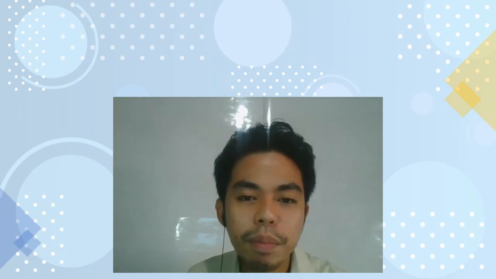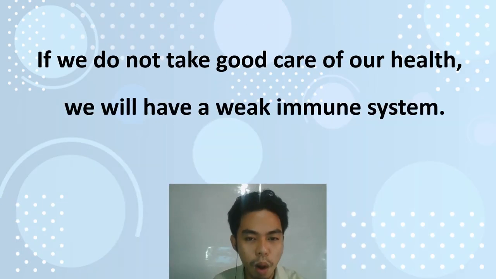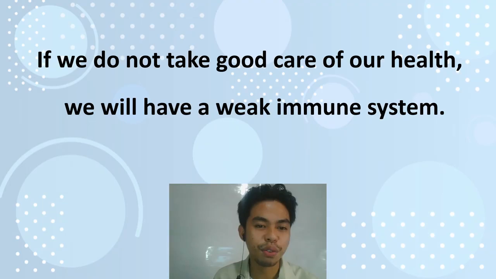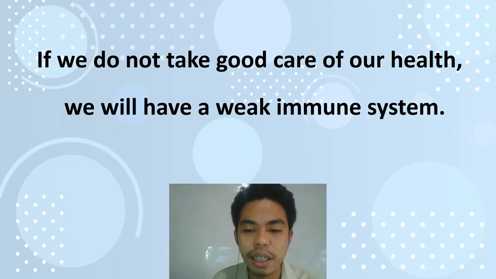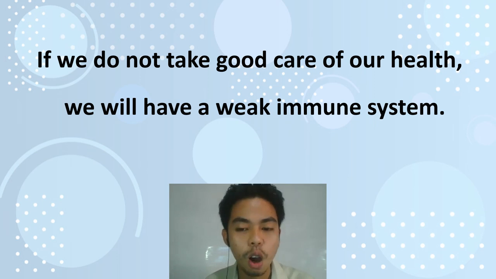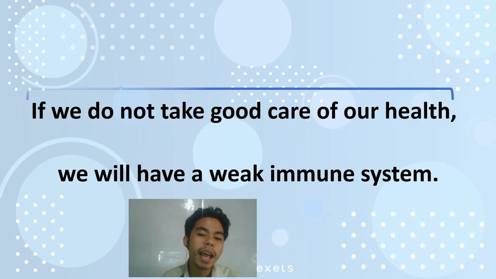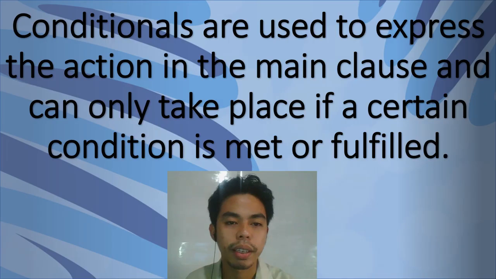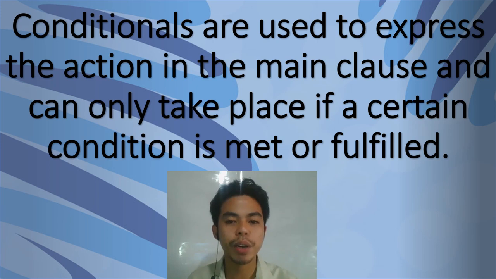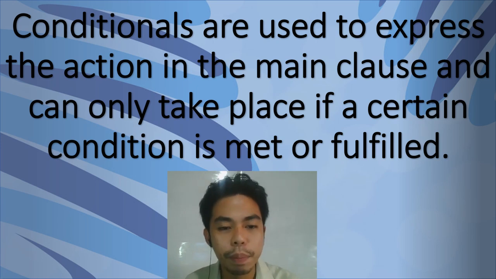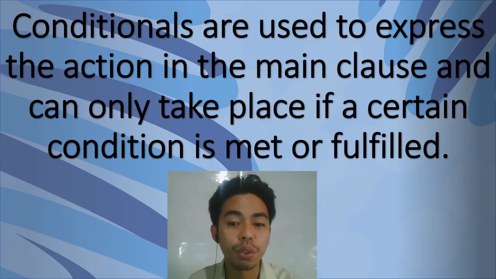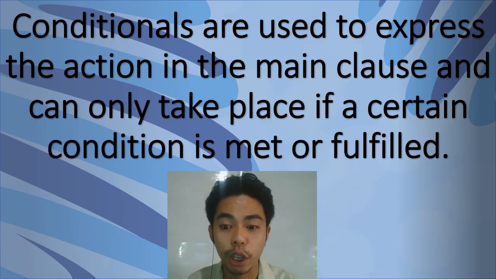Now you may have noticed that the first part is the if clause. As you see, it began with the word if. So, if we do not take good care of our health, that is the first part of the sentence. It's the if clause. And then the second one, we will have a weak immune system, is the main clause or the result. So as you see, we have the condition and we have the result. Conditional clauses are used to express that the action in the main clause can only take place if a certain condition is met or fulfilled. That is what I said a while ago.